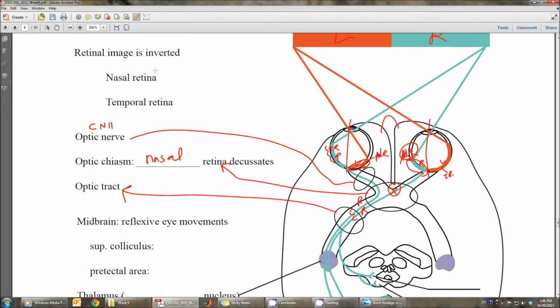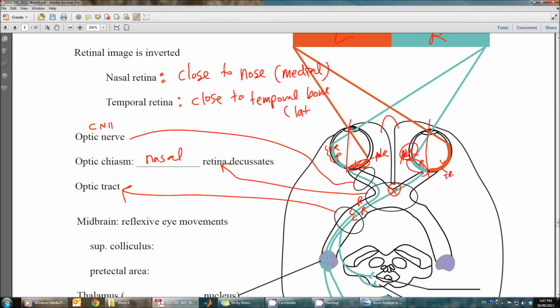Okay, just to give some description of the nasal retina here, close to the nose. If we split the retina into half, the medial side is the nasal, and close to the temporal bone, which is the lateral side, that's the temporal retina.